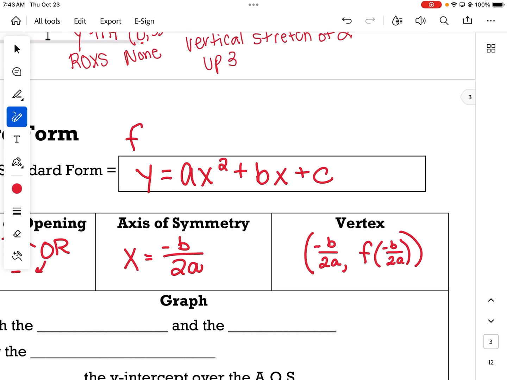So if I were to rewrite this standard form, I could write it as f of x equals ax squared plus bx plus c. Those mean the exact same thing. The only thing I swapped out was f of x and y. They're the same. It's just two different notations.